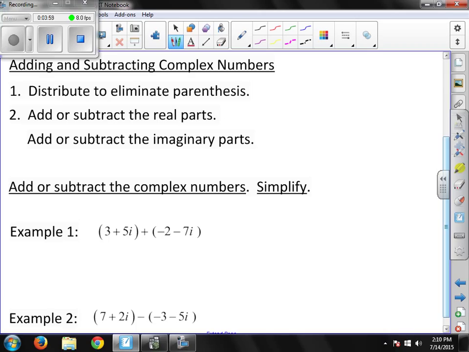To add complex numbers, all we want to do is rewrite it without parentheses. So I have 3 plus 5i minus 2 minus 7i. Notice I have some real parts here. I want to combine like parts. So I have 1 combining my 3 minus 2, and I have 2 imaginary parts minus 2i.